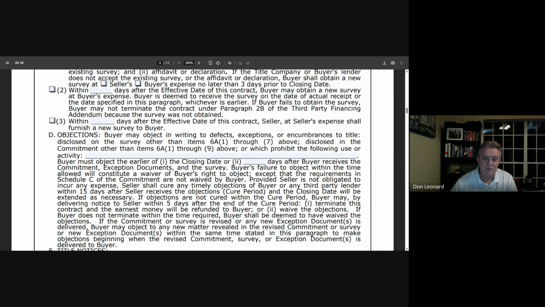But you need that number of days, even if you don't have this certain use or activity. Even if you put single family dwelling or you put residential or whatever you put, you still need the number of days, because that number of days is what gives them the right to object to title or survey issues as well. Russ, go ahead.